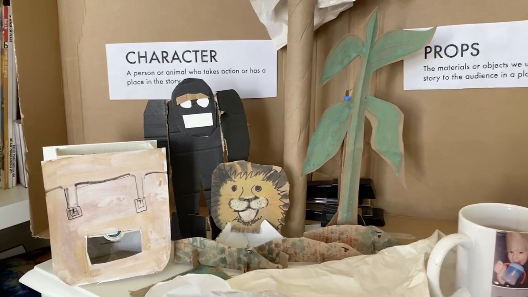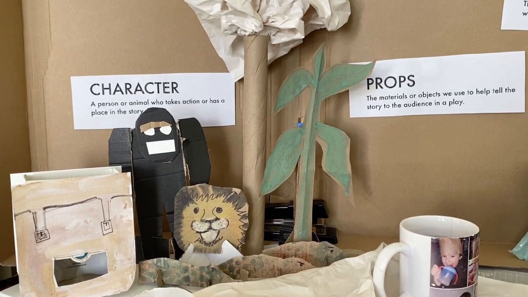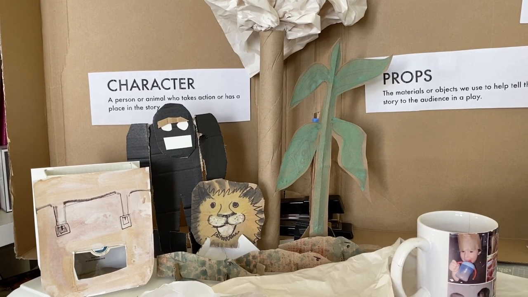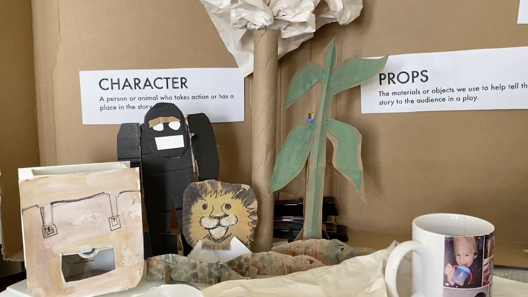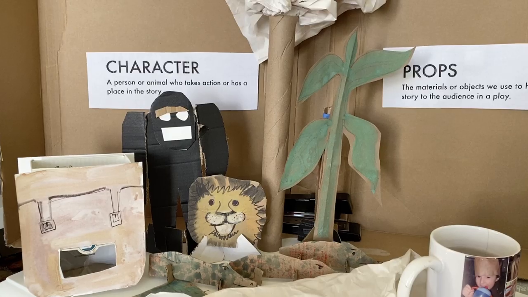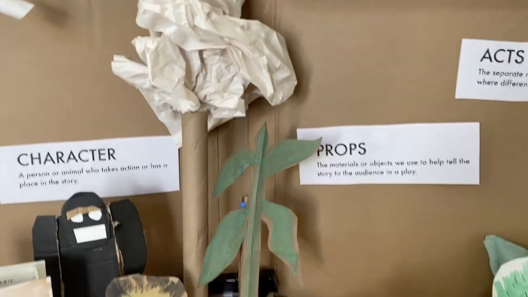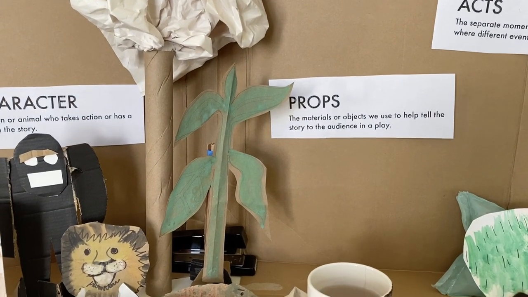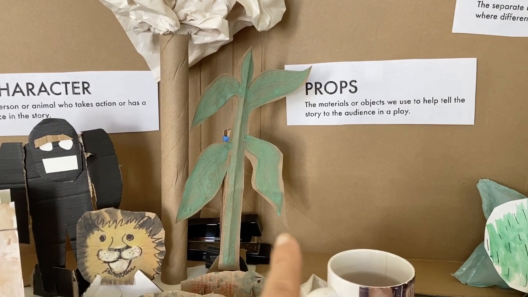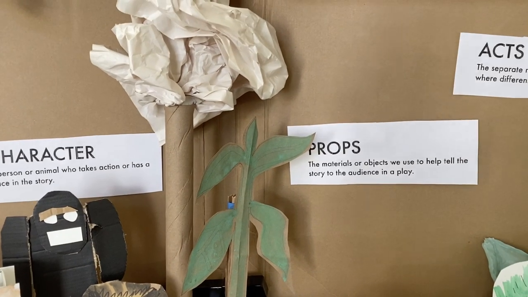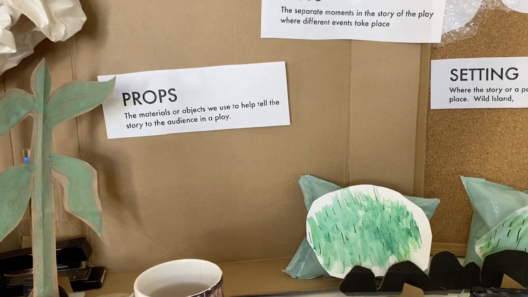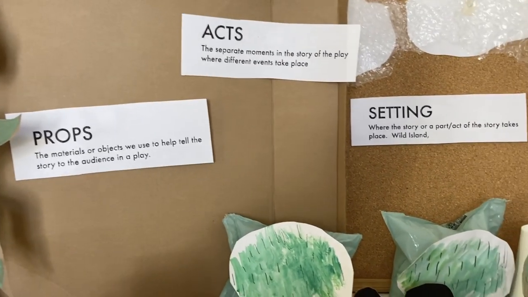So when you're making the character, think about what brings the character to life, what qualities of the character you want to display. And then I made mine out of cardboard and paper. Decide what's your favorite character and maybe start from there. These are some props. Props are the materials or the objects that help us tell the story to the audience. So I've got some trees and some plants, and I haven't painted them all yet, but I'm starting. I used a cardboard box as my background, and it's not green yet, but it will be.